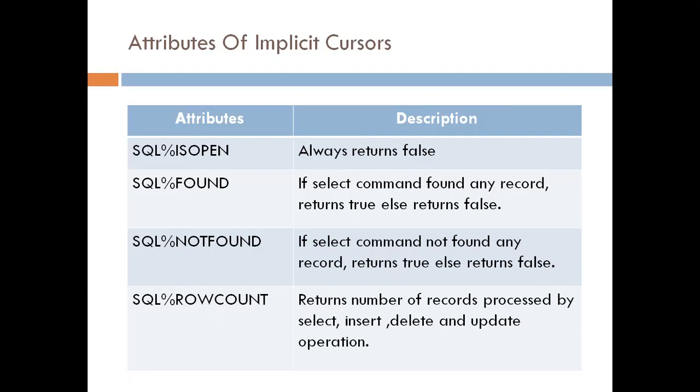Now, SQL%FOUND attribute. So if your record is fetched successfully, then it will return true. Otherwise, it will return false. Now, in the case of SQL%NOTFOUND, if your record was not fetched successfully, then it will return true. Otherwise, it will return false. Now for the row count attribute, it will return number of affected records processed by the cursor. So these all are attributes of a cursor.